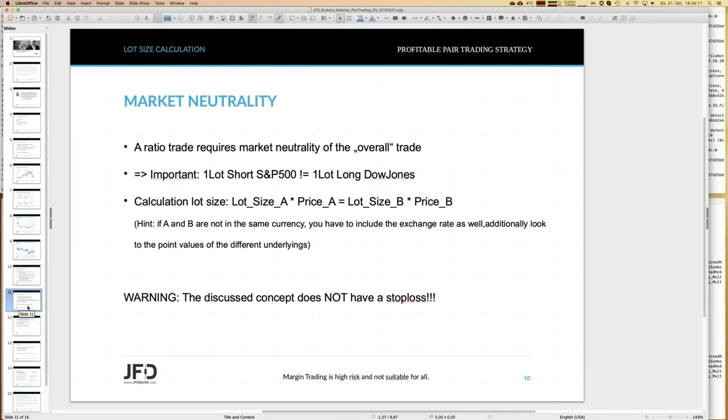And the final answer is just that equation, but let me use that equation in this case, because that gives you directly the number of lots. You only have to set the lots for one and you get the lots for the other one. Since the trade should be market neutral, we can simply multiply the number of lots with the price of product A, and that should equal the number of lots of product B times the price of product B. Think about Dow Jones and S&P 500. Then I hope it becomes quite obvious.